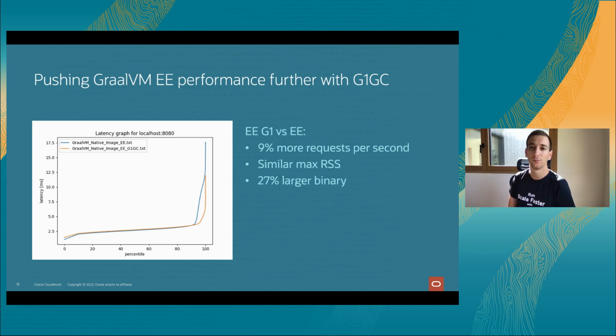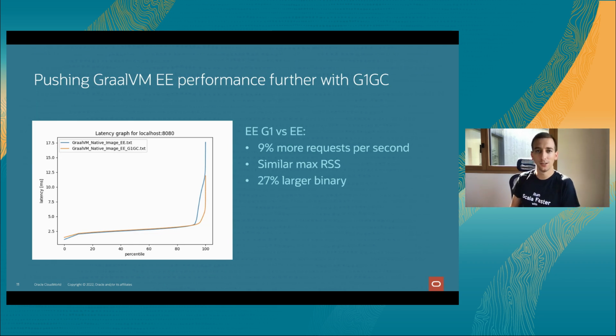The max RSS, meaning the memory footprint, is similar in these two modes of execution. So despite having higher throughput, it means that we still have a reasonable memory footprint. But the pain point is that we have a much larger binary by 27%. In this case, it's close to 200 megabytes, while the default version is 150 megabytes. So you need to take that into account if you're really optimizing for small binaries and you do not care so much about peak performance. Maybe you do not want to use the G1GC garbage collector.